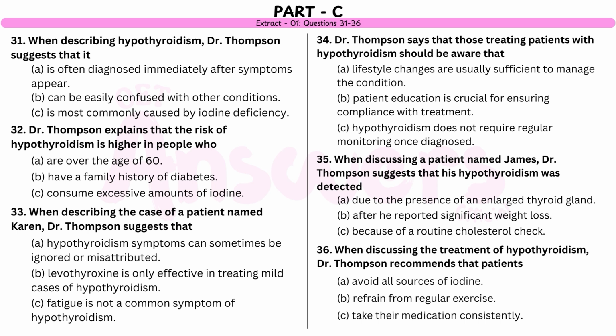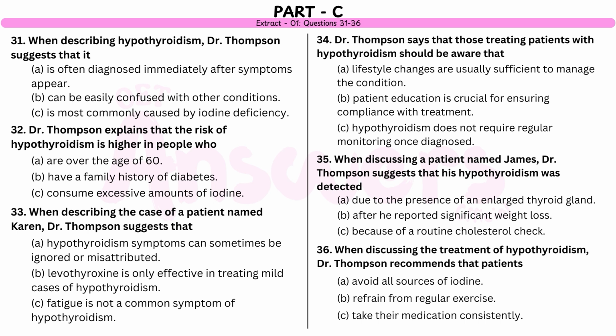The most common cause of hypothyroidism is Hashimoto's thyroiditis, an autoimmune disorder where the immune system mistakenly attacks the thyroid gland, leading to decreased hormone production. Other causes include surgical removal of the thyroid, radiation therapy for cancer, and certain medications.